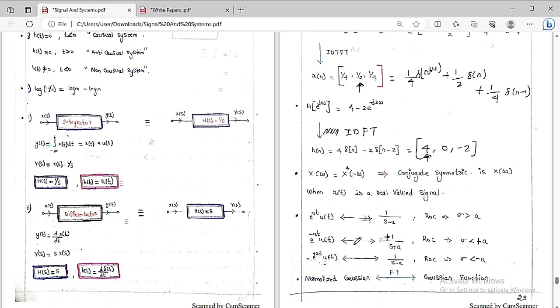Plus e to the power of minus at into u of t has the Laplace transform 1 by s plus a, with an ROC sigma less than minus a. Minus e to the power of plus at into u of minus t has the Laplace transform 1 by s minus a, with an ROC sigma less than a. So I will discuss all these three in a very detailed manner.